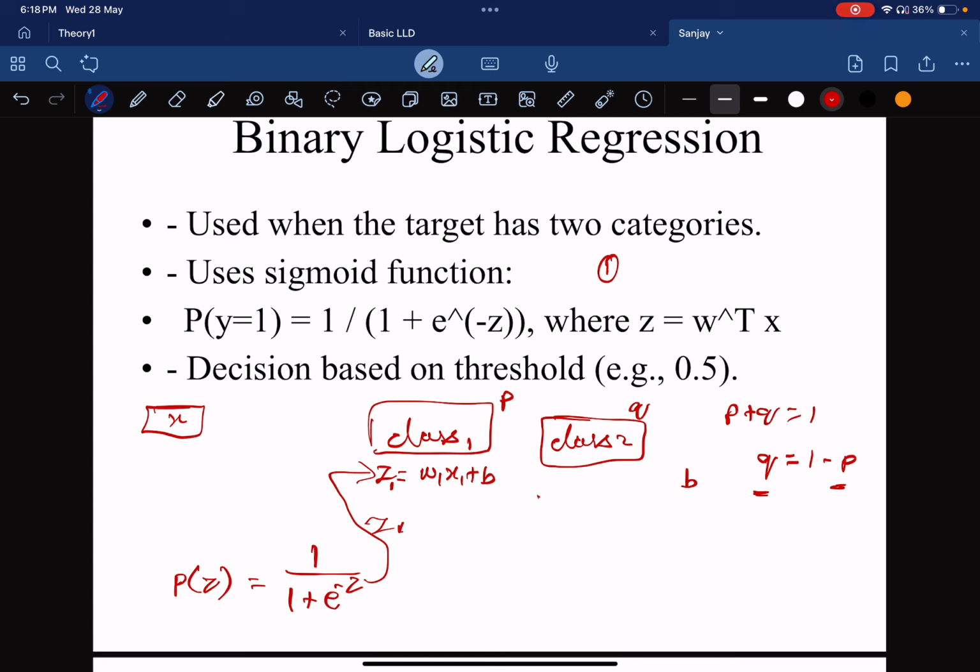What we do is simply find the continuous value for class 1 and put that continuous value in the sigmoid function, which returns a value from 0 to 1, and that is nothing but the probability. Once we find the probability, we simply subtract it from 1 and get the probability of class 2, and the data goes to the class which has the higher probability. For example, p is equal to 0.9 and q is equal to 0.1. Among these, 0.9 is higher, so x belongs to class 1.